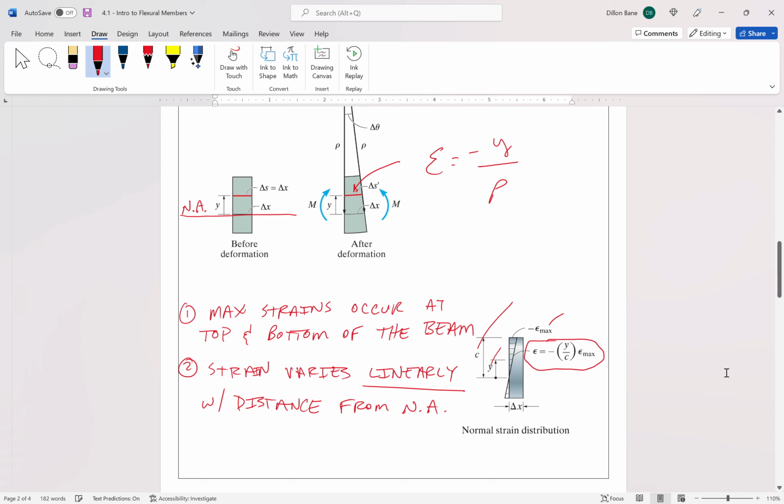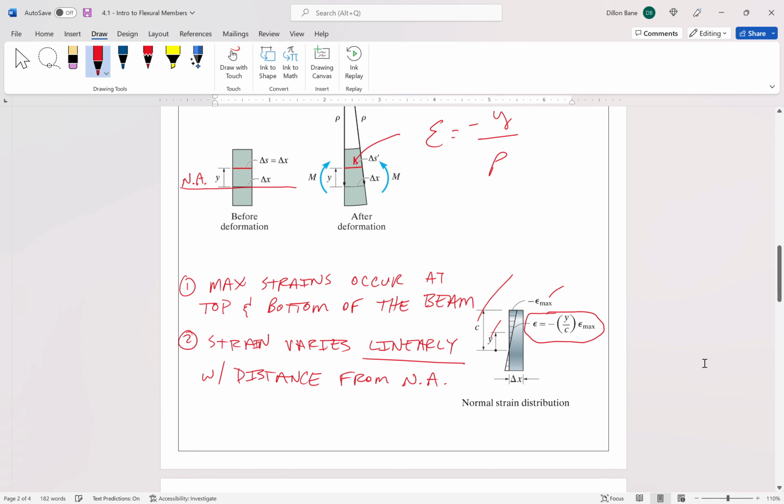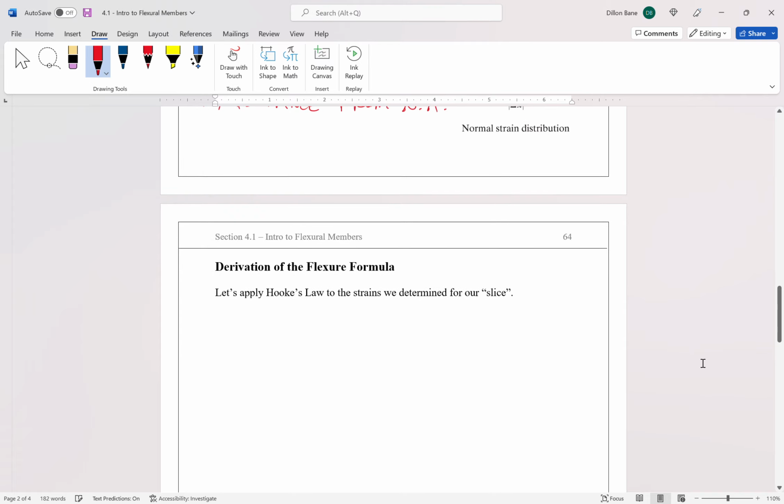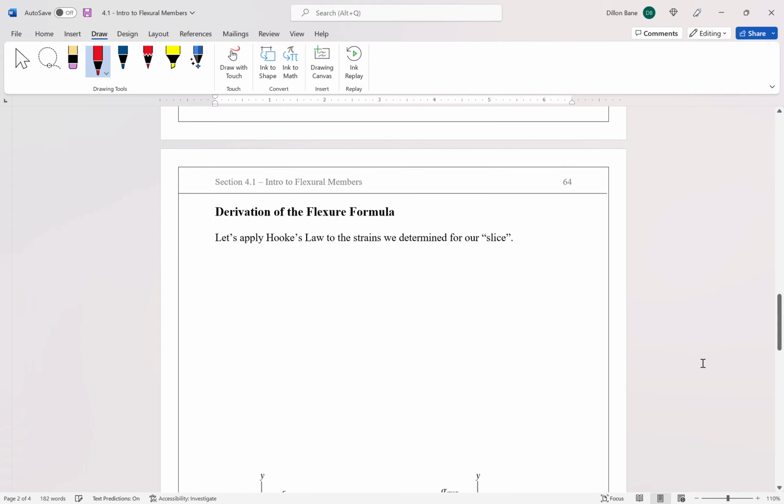All right, so let's take that equation we've just come up with, negative y over c times strain max, and let's apply Hooke's law to this formula. If we have strain equals negative y over c times strain max, and we apply Hooke's law to it, Hooke's law states that sigma equals E epsilon, right?